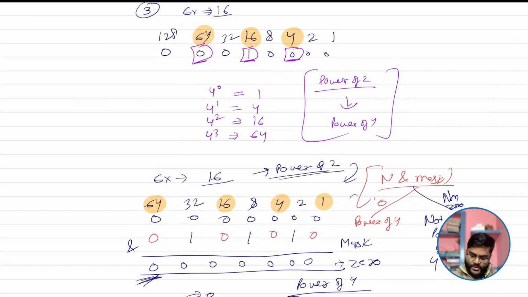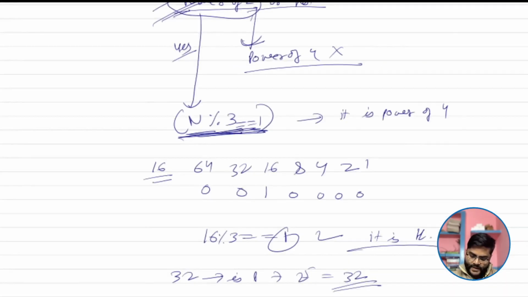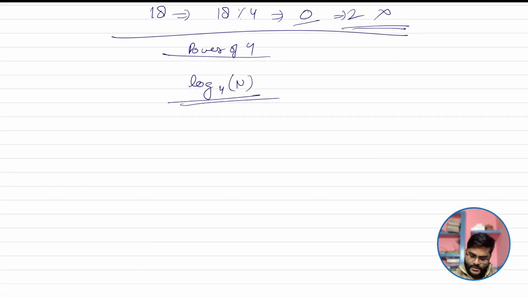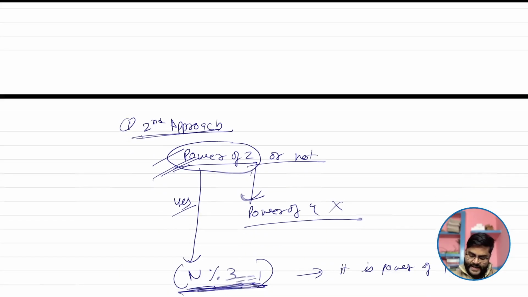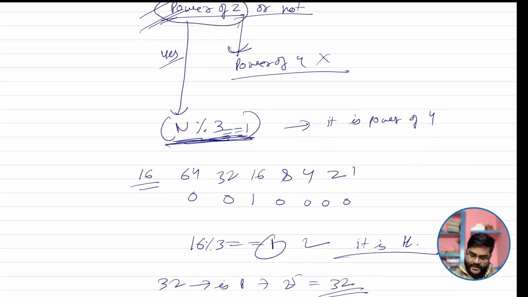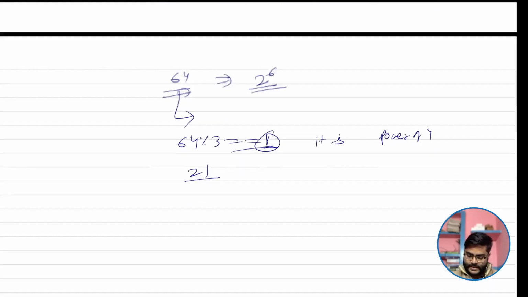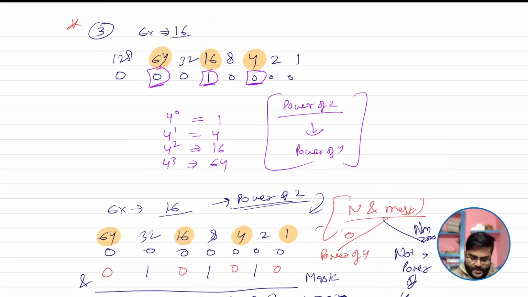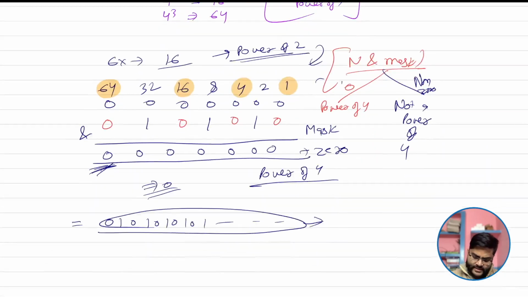So this is all about this problem. We have discussed 3 approaches, right? The first approach was dividing by 4. The second approach was to check whether it is a power of 2 and then take mod of 3. And my third approach was this one. The third approach is the important one, as it uses our bit manipulation logic. So this is all about this problem, and let's discuss the next problem.